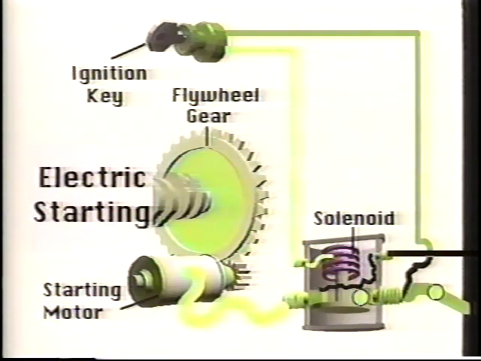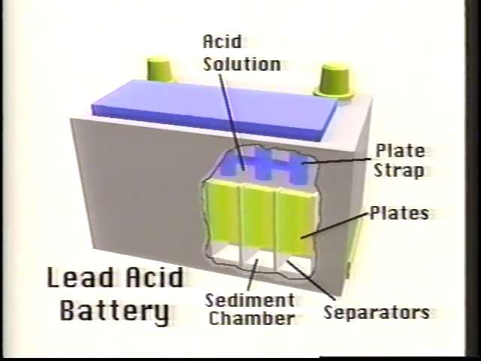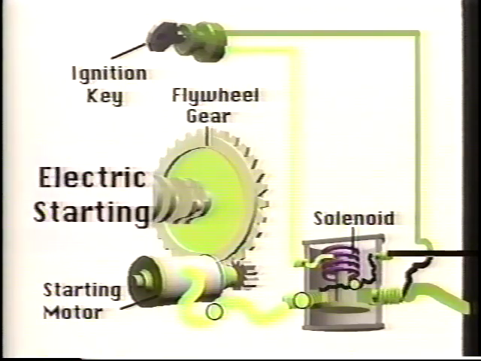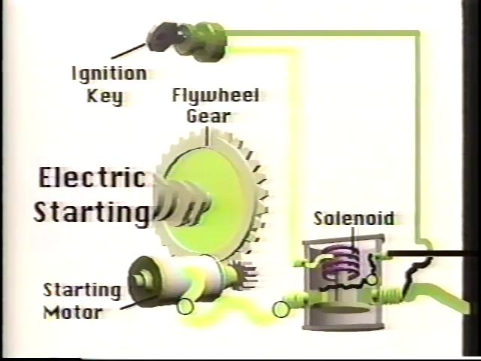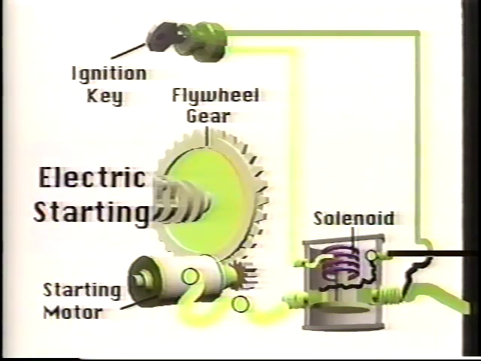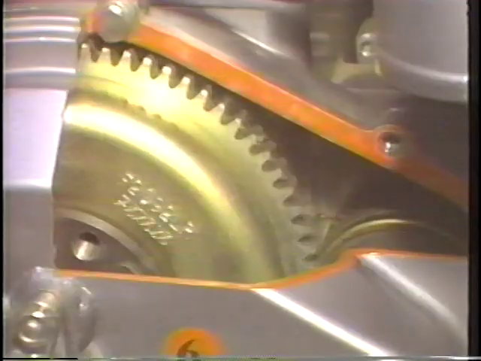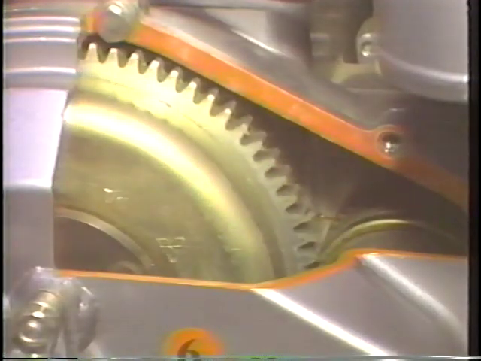The battery is usually a lead-acid type that uses plates mounted in an acid solution to turn chemical energy into electrical energy. When the key is turned to start, a small battery current closes a solenoid. The solenoid then connects battery power directly to the starting motor. The motor then spins a small pinion gear that engages the larger flywheel ring gear to crank the engine.